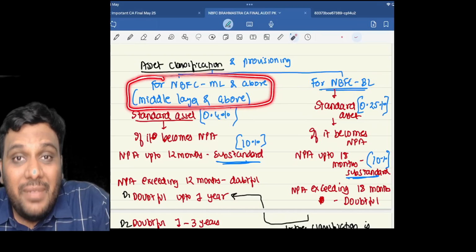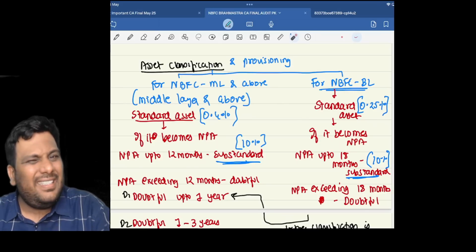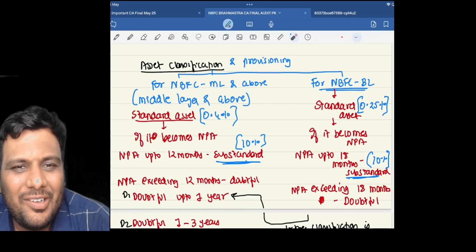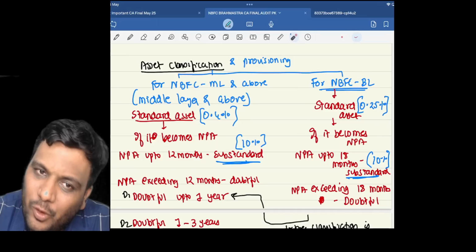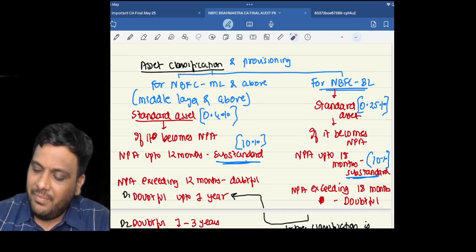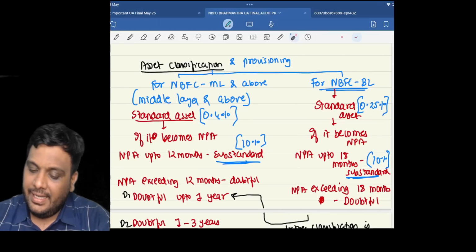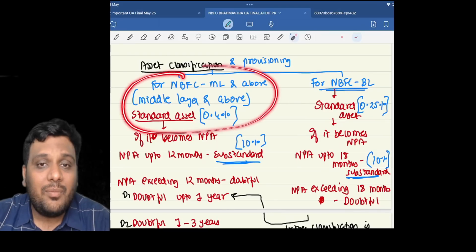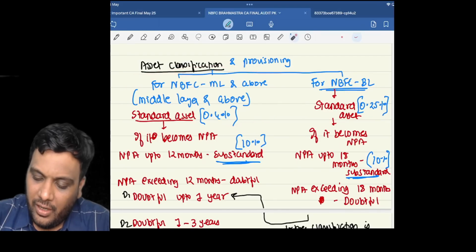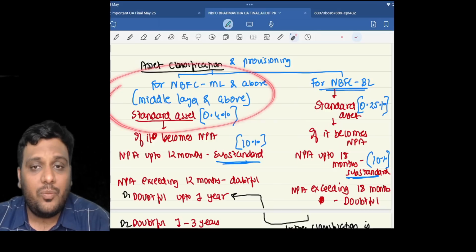For NBFC middle layer and above, see, they are treated almost like banks here. So standard asset 0.4% provision. For NBFC base layer, standard asset 0.25% provision. Now over here, middle layer and above, first it is like banks, I will finish it off. For middle layer and above, standard asset 0.4% provision.